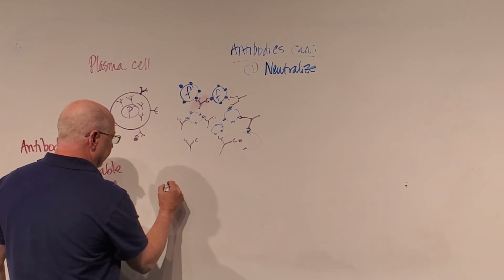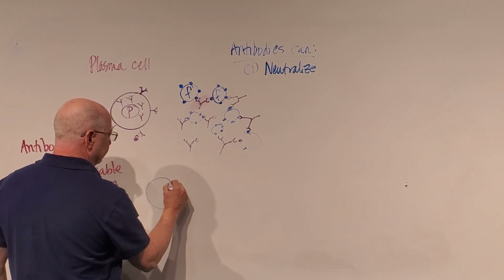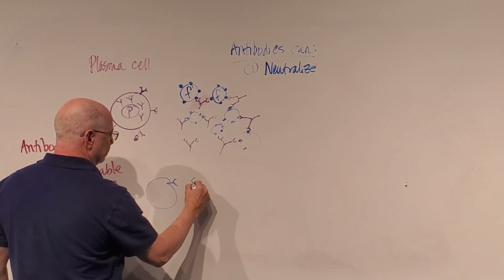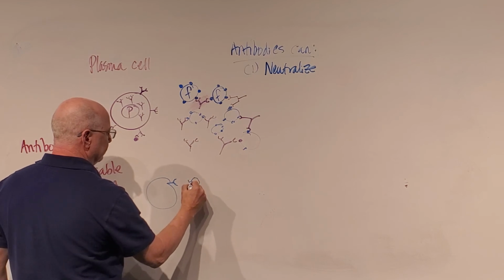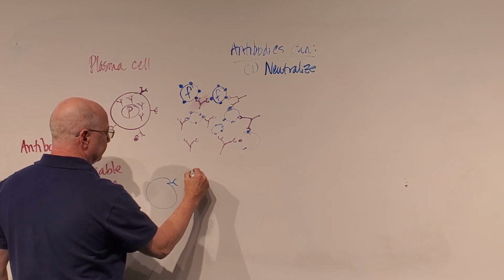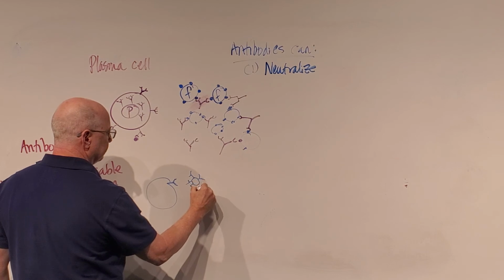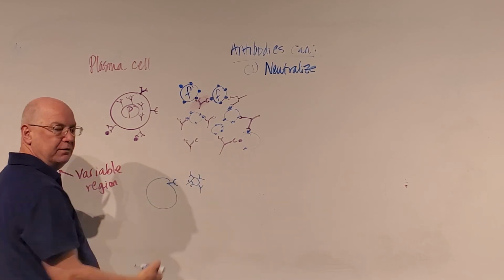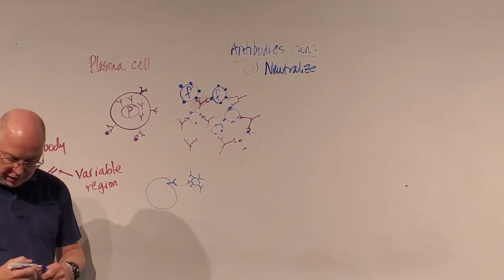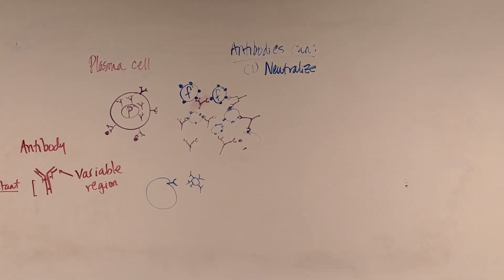For example, if I have a cell that has a receptor here that a virus wants to bind to, but this virus is coated with antibodies, then it can't bind to that receptor. So they can neutralize certain cells and block the receptors, or block them from binding to receptors.